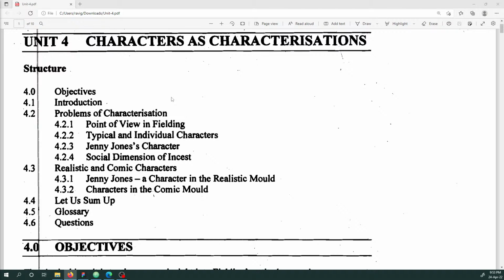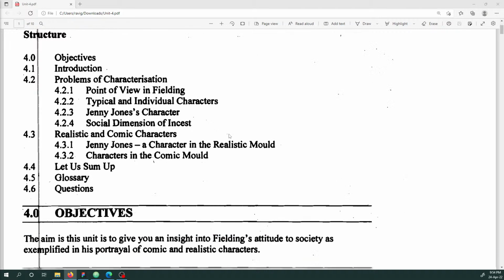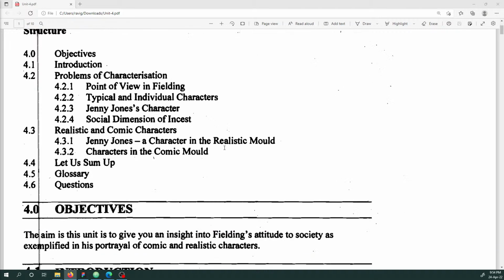Hi, this is a reading of MEG03 Block 1 and Unit 4, that is characters as characterizations. The structure of this unit is objectives, introduction, problems of characterization, point of view in Fielding, typical and individual characters, Jenny Jones' character, social dimension of incest, realistic and comic characters, Jenny Jones, a character in the realistic mold, characters in the comic mode. Let us sum up, glossary and questions.